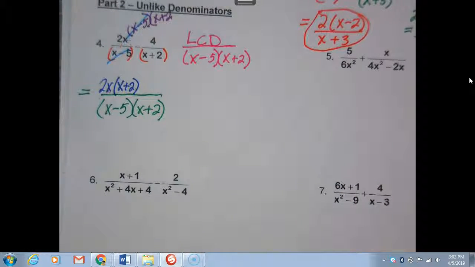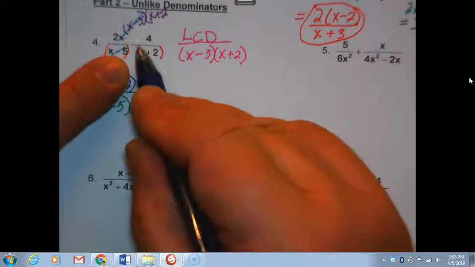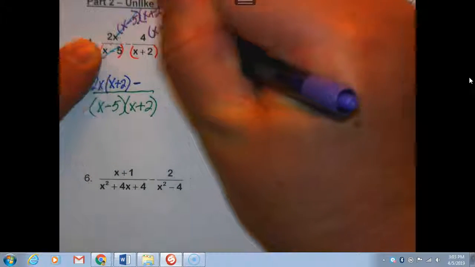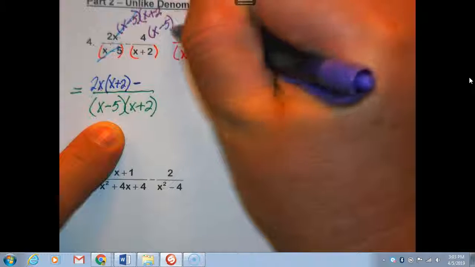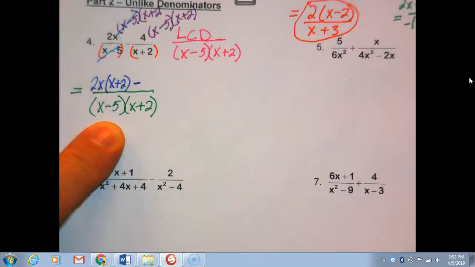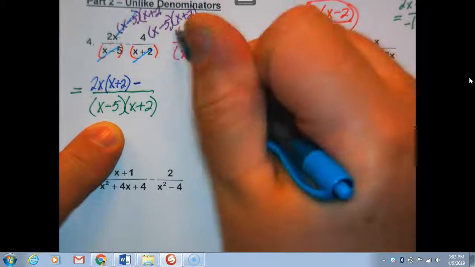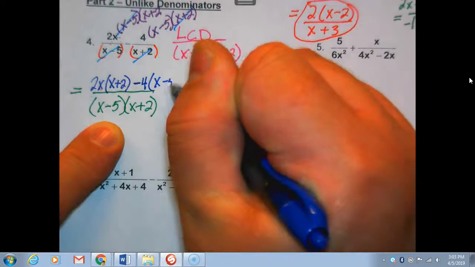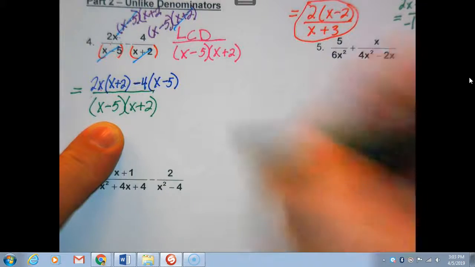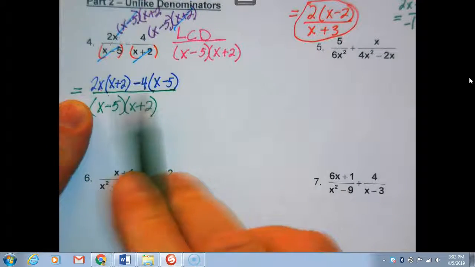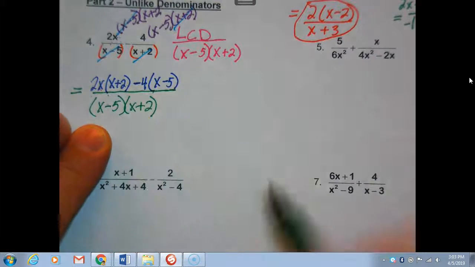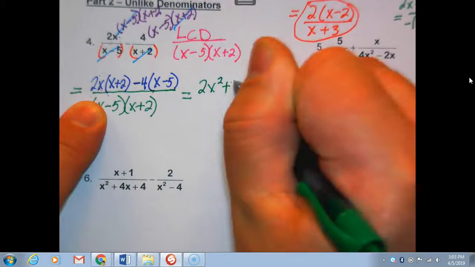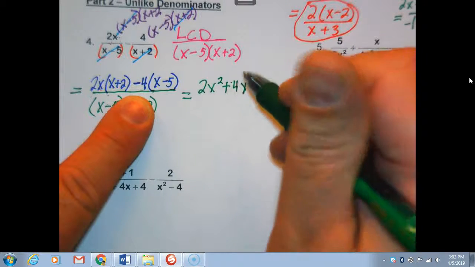Okay? All right. I have my minus sign. And then I'm going to multiply this 4 by my LCD, x minus 5, x plus 2. What cancels out now? The x plus 2's. So what am I going to multiply the 4 by? x minus 5. Now I have to distribute. Now I have to simplify the numerator. Bottom simplified. Distribute the 2x. Distribute the negative 4.